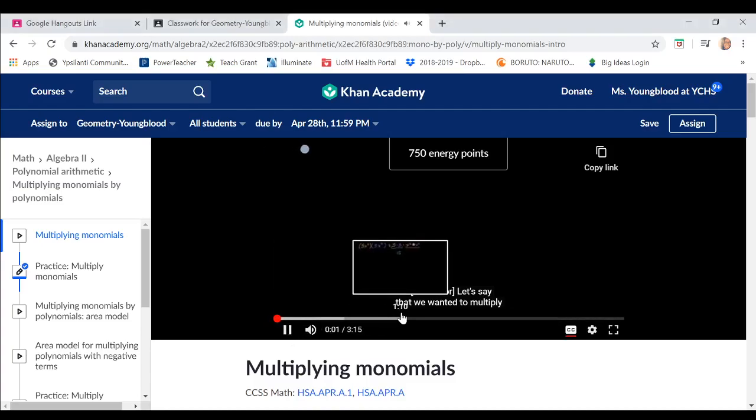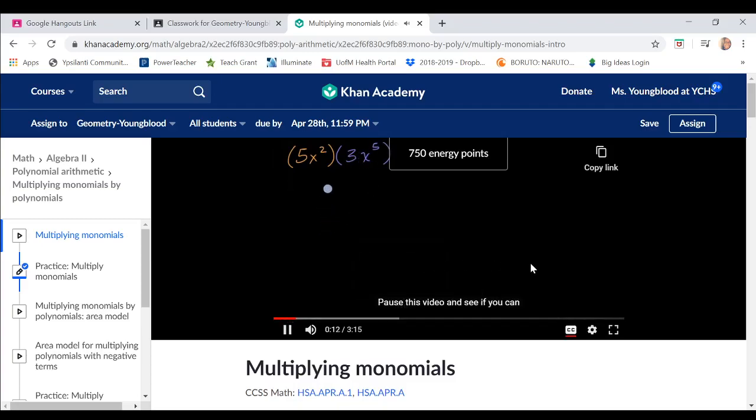We wanted to multiply 5x squared and, I'm using purple, 3x to the 5th. What would this equal? Pause this video and see if you can reason through that a little bit. Okay. Just like we did in the other problem, when we had like 3x times 3x times 3x times 3x, we can regroup these. So we can regroup this as 5 times 3 and x squared times x to the 5th.